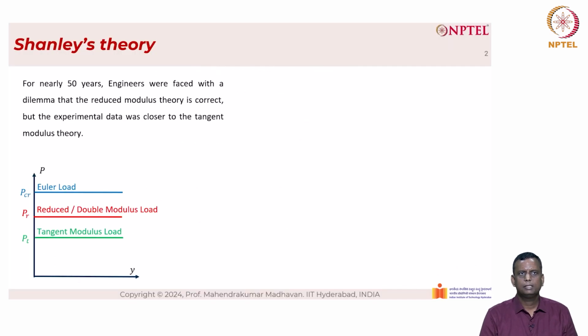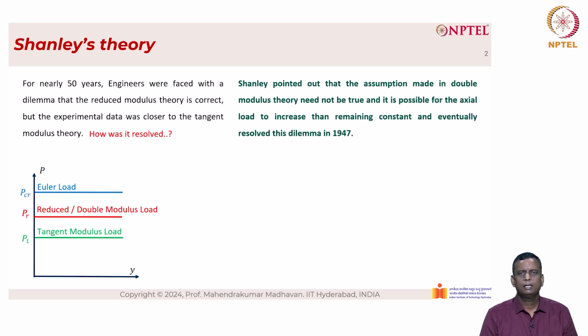For nearly 50 years, engineers were faced with the dilemma that the reduced modulus theory is correct, but the experimental data was closer to the tangent modulus theory. How was it resolved? Shanley, an engineer working at Lockheed Martin, pointed out that the assumption made in double modulus theory need not be true, and it is possible for the axial load to increase rather than remaining constant, and eventually resolved this dilemma in 1947.